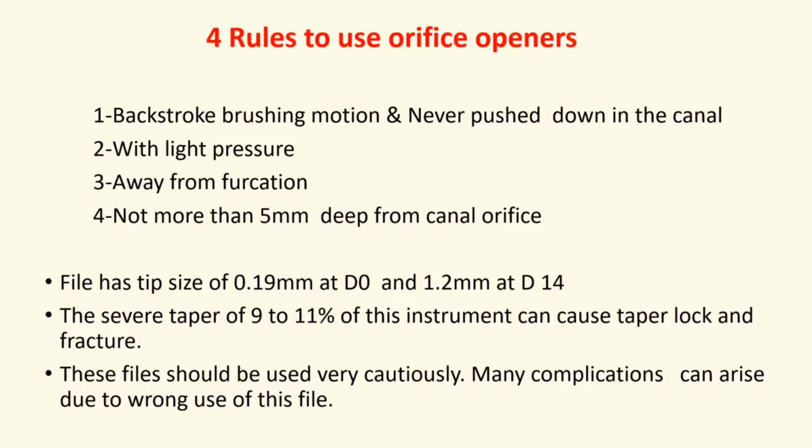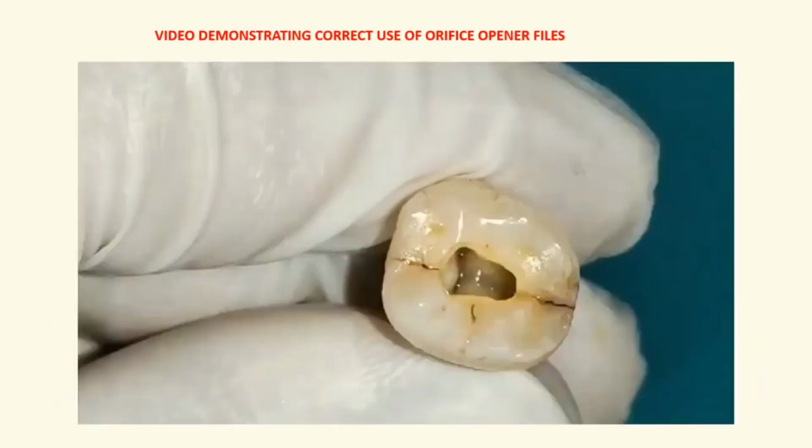This file has a tip size of 0.90 mm at D0 and 1.2 mm at D14. The severe taper of 9 to 11% of this instrument can cause taper lock and fractures. So these files should be used very cautiously. Many complications can arise due to the wrong use of the file.